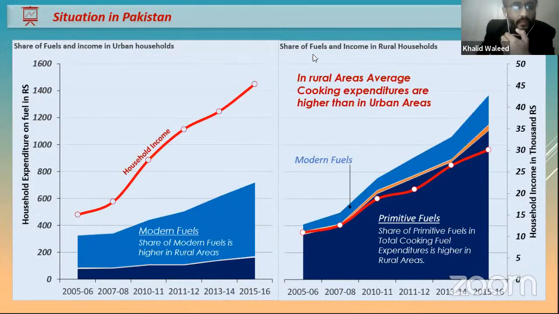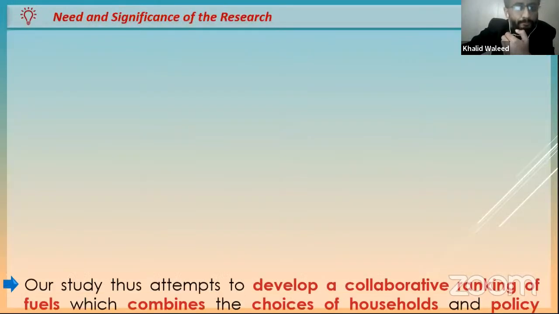A similar trend can be seen for the urban households, where the share of primitive fuels is also increasing over the period of time. In rural areas, the situation is far worse than urban areas. In rural areas, the increase of primitive fuel is way more than in urban areas.